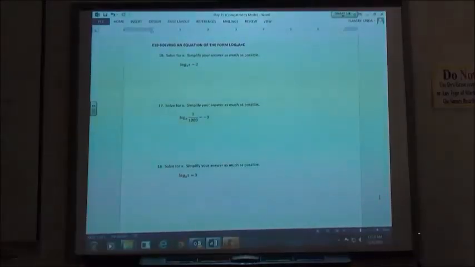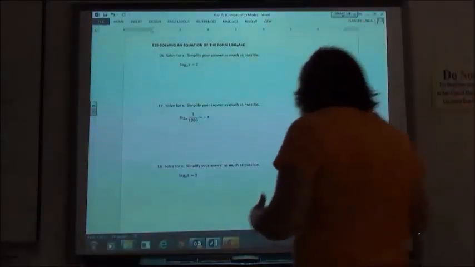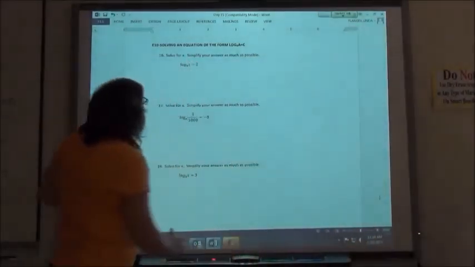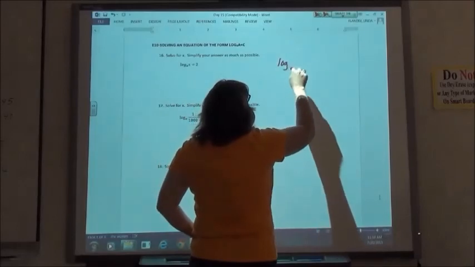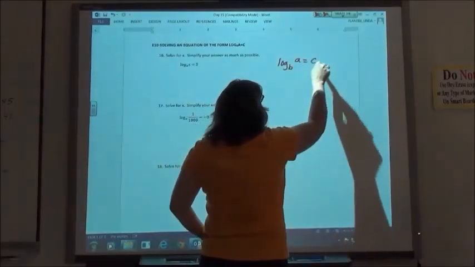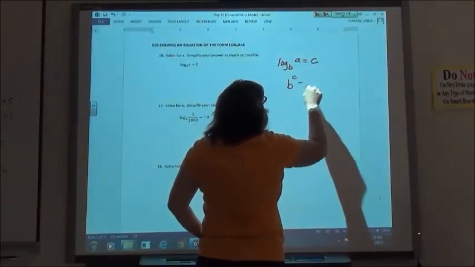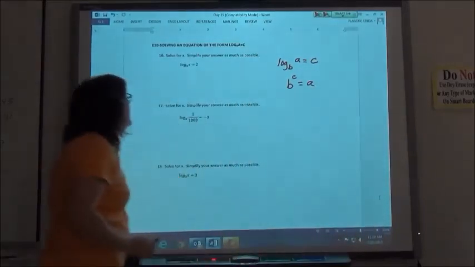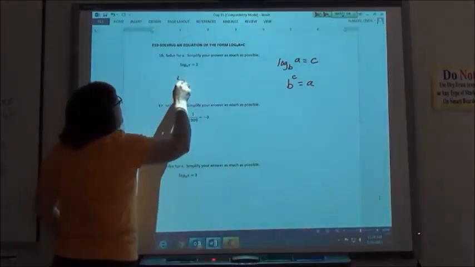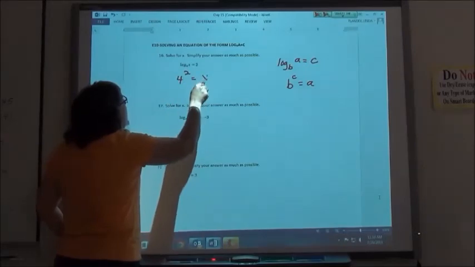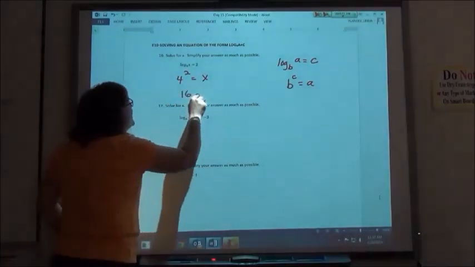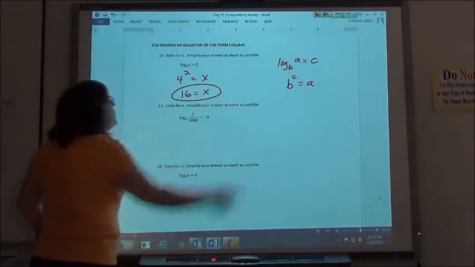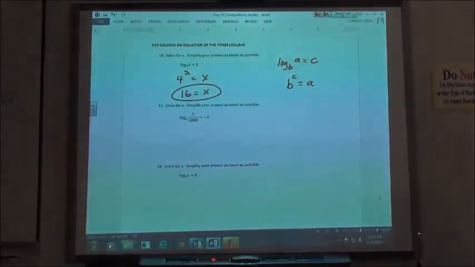So 16, 17, and 18, now we're going to find some values other than the natural number, but still using the same thing. If I have log base b of a equals c, then b to the c power equals a. And so here I would say 4 to the 2nd power equals x. Well, that's pretty easy to do. 4 to the 2nd power is 16. So my answer there is going to be 16.